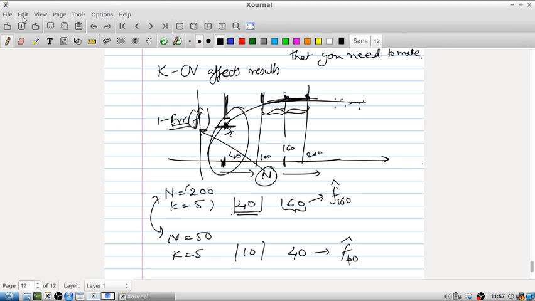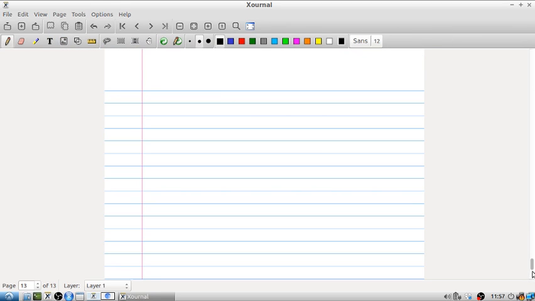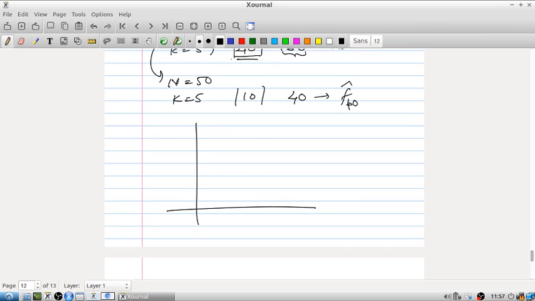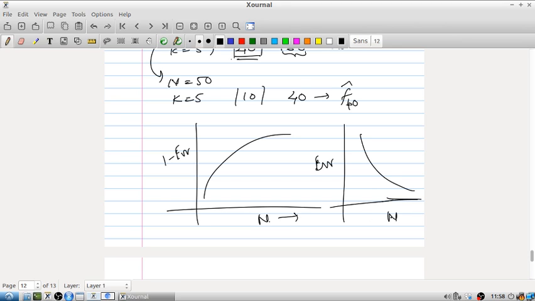Maybe I should draw it again. All I'm drawing is 1 minus error, which looks like this. And if you look at error itself, it's going to be something like this, a function of N. So all I'm saying is, depending on this flattening out region, your choice of K will put you in some region over here or here, and depending on that, you're basically estimating things incorrectly. So that's the effect of the choice of the fold parameter.